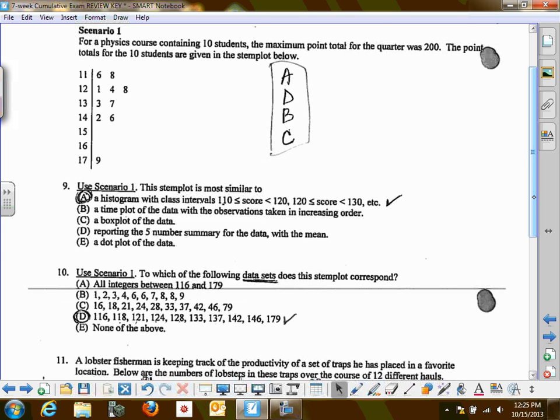I mean, you can make a dot plot from this information, and you could make a histogram with the class intervals of those. So technically, I think both of those are correct. I know, but I don't know why I picked this one. I guess the book, because it was more specific with how it did those ranges. I don't know.